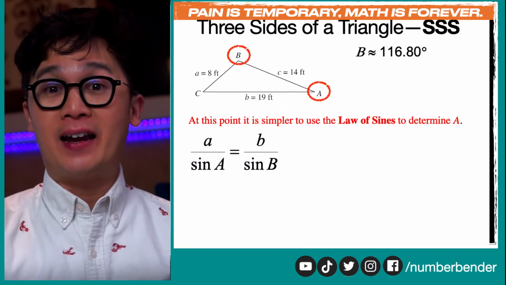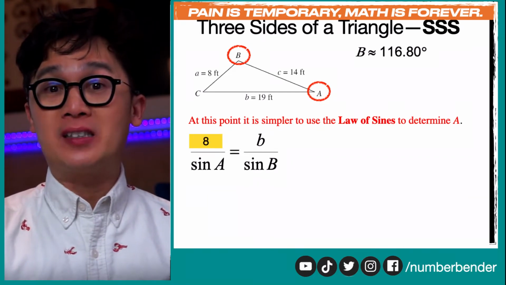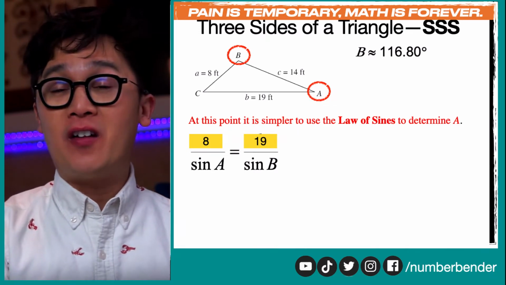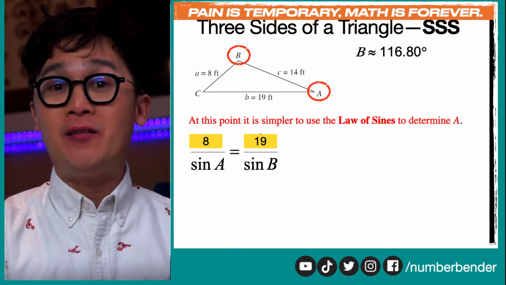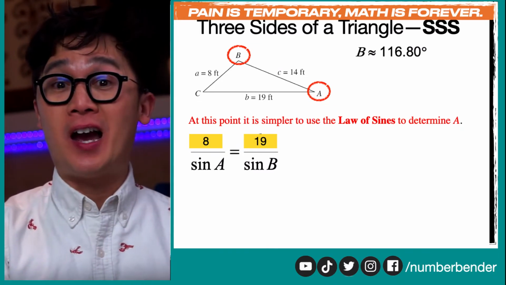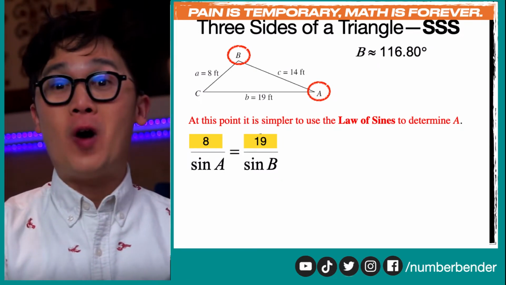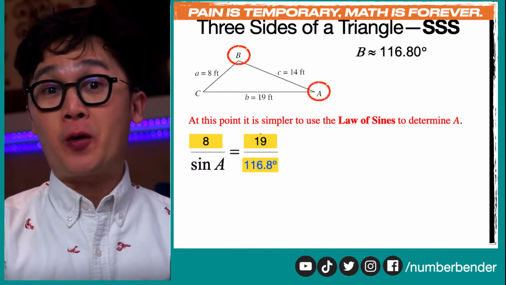So we know that side A is given, which is 8 feet. We also know that side B is given, which is 19 feet. We also solved for the measurement of angle B, which is 116.8. So we'll have cosine, that's supposed to be cosine, and that's sine B. So we'll have sine 116.8.